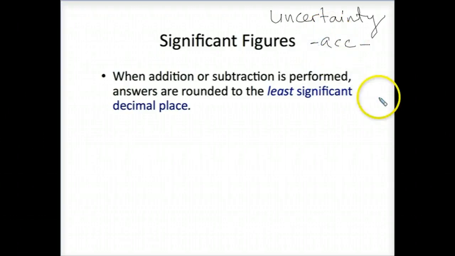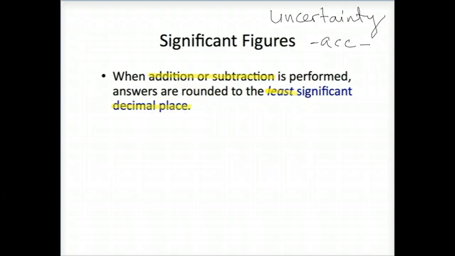We cannot be more accurate than our least accurate number. We can't overstate our accuracy. So when we talk about this in terms of calculations, it depends on the calculation we're doing. If we are doing addition and subtraction, we need to pay attention to the decimal place. So addition or subtraction, we look at the least decimal place.